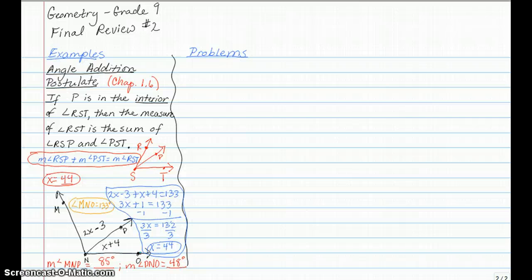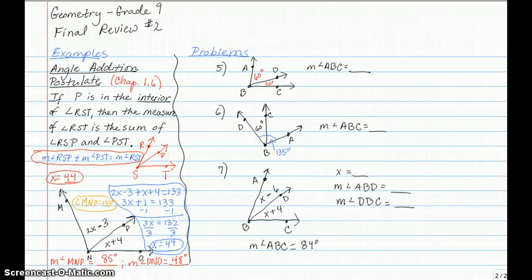Okay, here are your final 3 problems for final review number 2, numbers 5, 6, and 7. 5 and 6 are quite simple. 7 involves a bit of algebra, sort of like the example did. Please make a note on number 6. The entire angle is 135 degrees, meaning ABD is 135 degrees, DBC is 60 degrees. So don't get yourself confused on that.